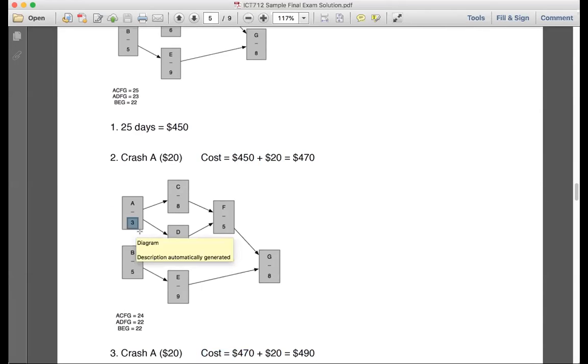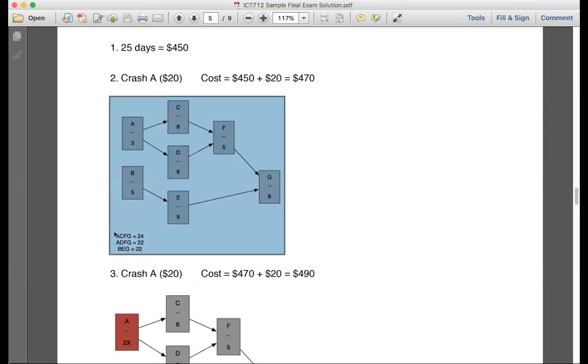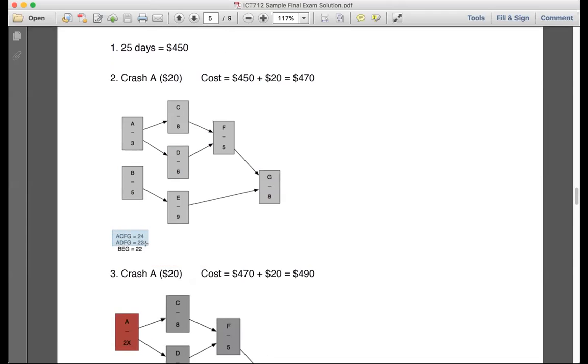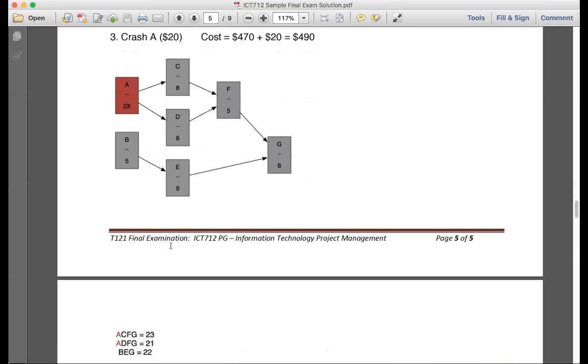Instead of 3, I now have 2X, which is what I have here, and you know you can't crash it anymore. And because we're reducing A from here, it's going to become 23 and 21, which is what you see here. You can see I marked A in a different color so that you know we can't crash it anymore. Does that make sense? Yes, sir. Got it, sir.